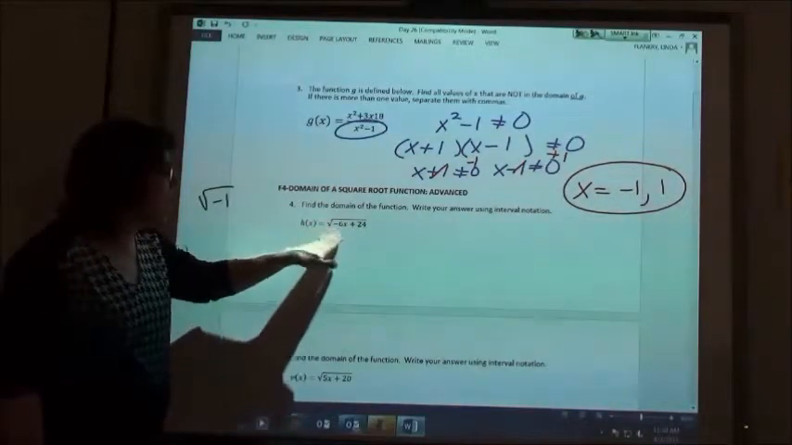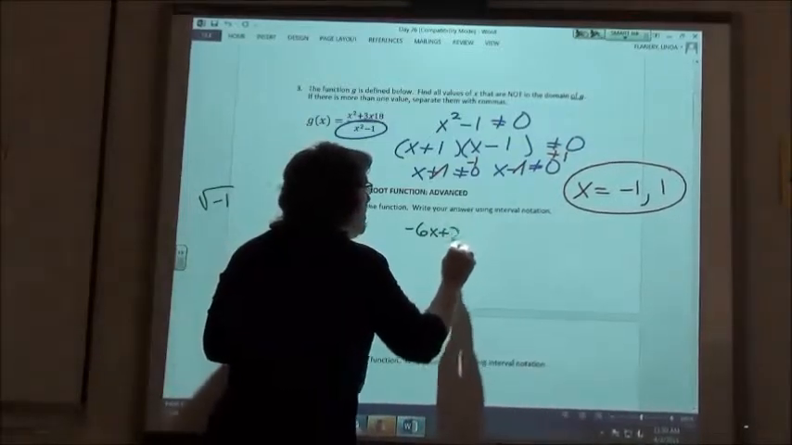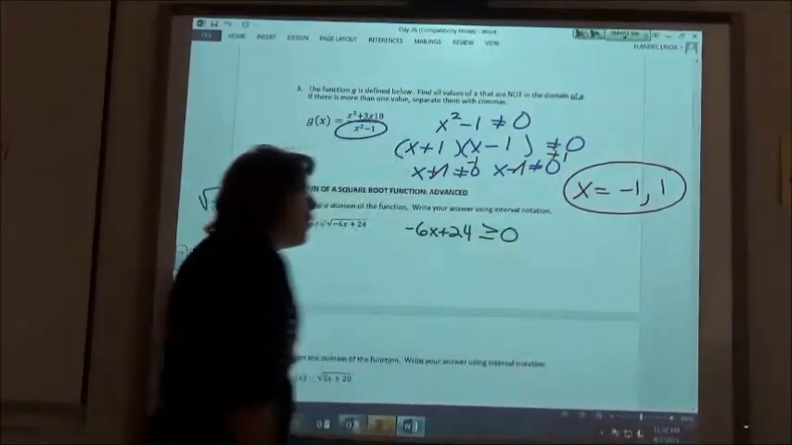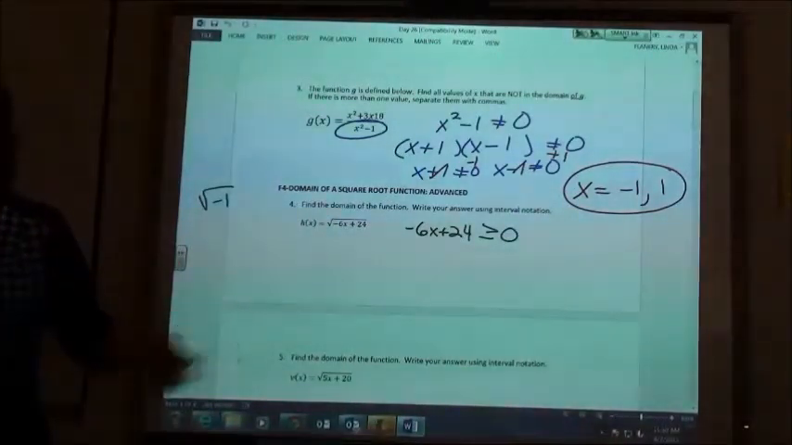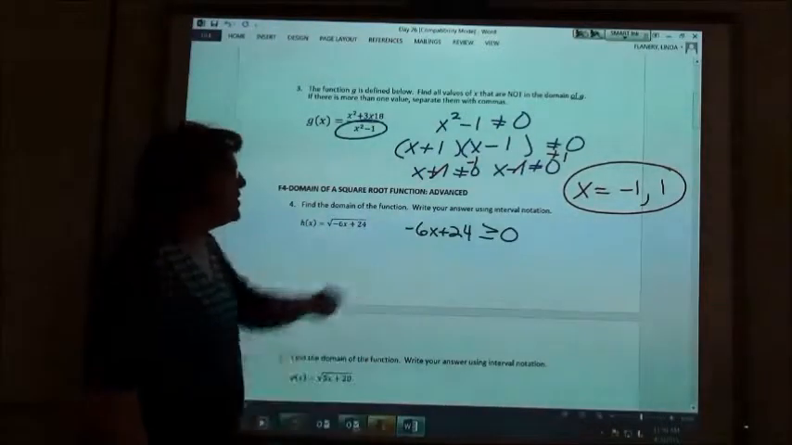So I'm going to take whatever is underneath the square root, in this case, negative 6x plus 24, and say that my answers have to be greater than or equal to 0. They can't be negative, so they have to be greater than or equal to 0. And then I'm going to solve this expression.